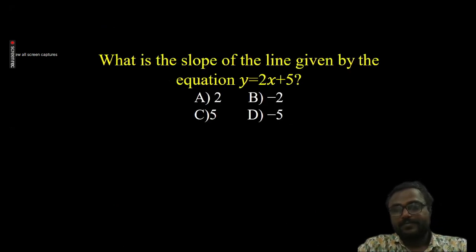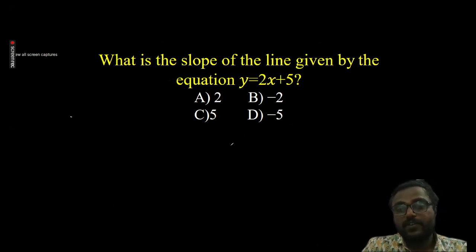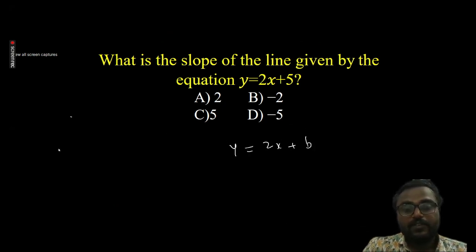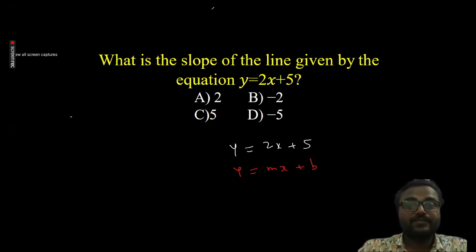Can you guys try solving this question? What is the slope of the line given by the equation y equals 2x plus 5? Here we have the slope-intercept form, which is y equals mx plus b. So can you guys tell me what is the slope of this line?